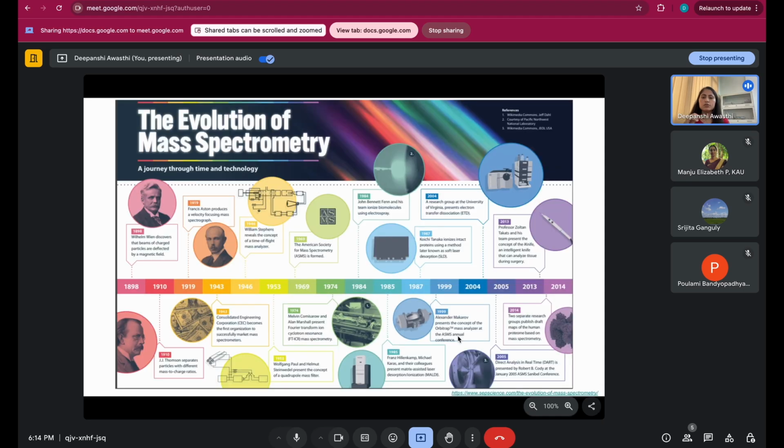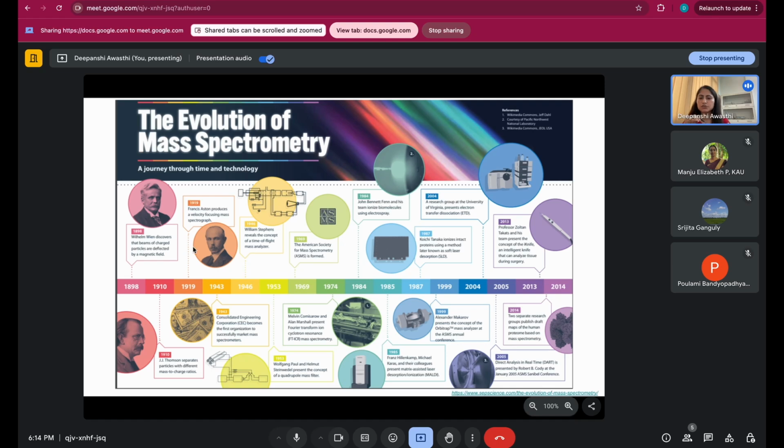Firstly we'll go through the evolution of mass spectrometry, how it has evolved through time. The first concept of mass spectrometry was given by Wilhelm Wien, who said that in the presence of a magnetic field the charged particles get deflected. This was the first idea, that we could use the magnetic field to see the deflection, because each charged particle will be deflected at a different rate. In that way we can distinguish between different particles or different ions.